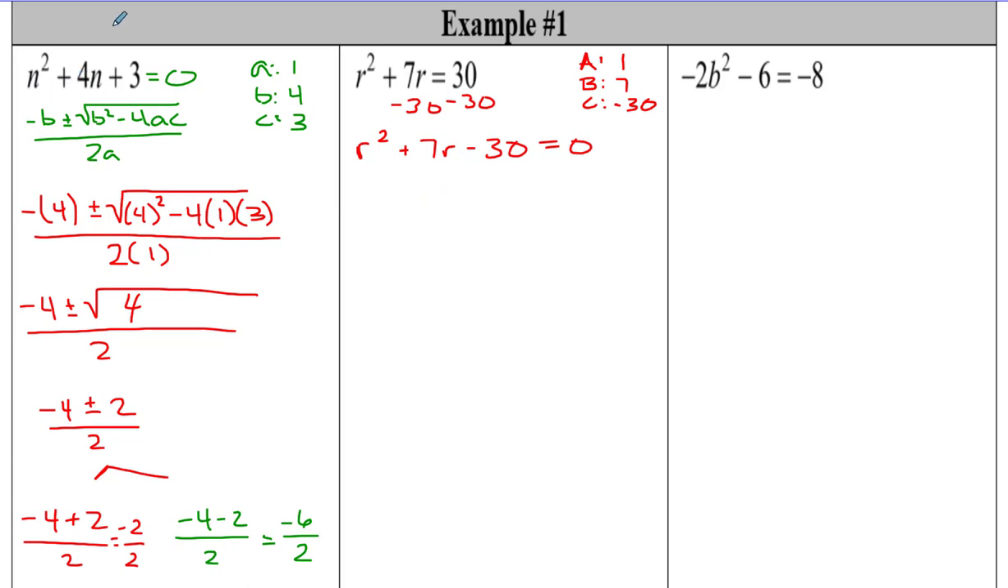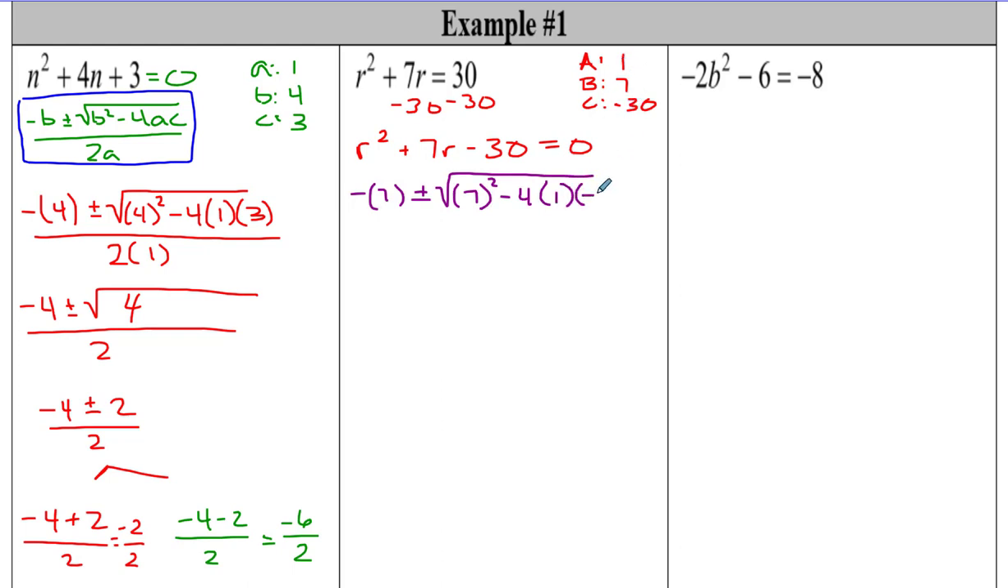Alright, let's go ahead. We're going to be using this. Let me put this in a blue box just so everyone knows what we're using. And let's start plugging away. I'll do purple this time. So I have a negative. What's my b value? Positive 7. Plus or minus the square root of my b value squared minus 4 times my a value of 1 times my c value of negative 30. Okay, notice now I got two negative signs going on. We're going to have some kind of plus going on. Alright, this is all over 2 times my a value.